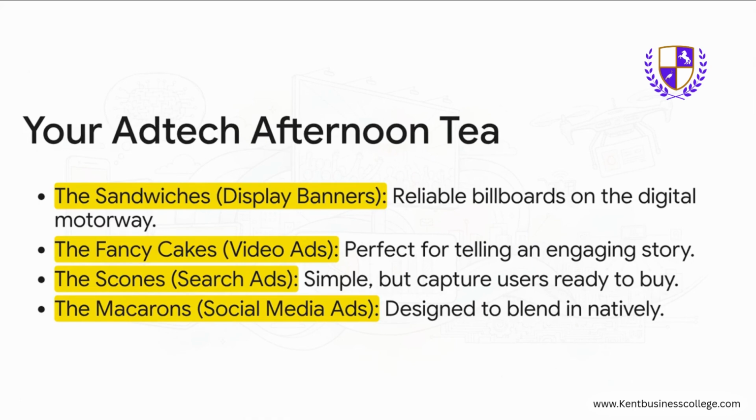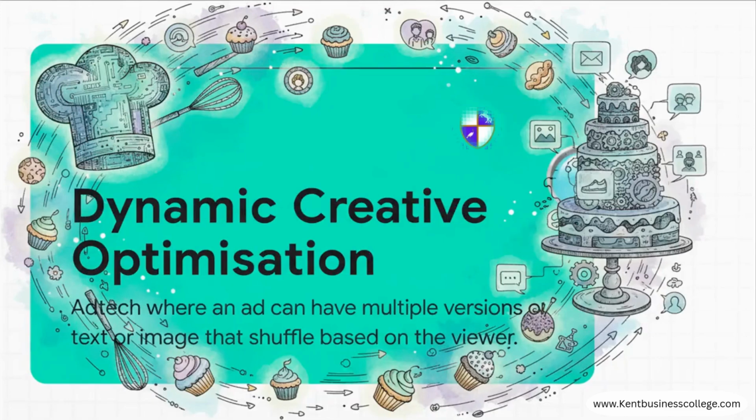Your display banners, they're the cucumber sandwiches. Reliable, they get the job done. Your video ads, those are the fancy cakes. Brilliant for telling a really good story. Search ads are the scones. Simple, direct, but absolutely essential for when someone is hungry to buy right now. And social ads, they're the trendy little macarons, designed to look beautiful and fit in perfectly with everything else around them. And the real secret ingredient, the bit of magic from our ad tech chef, is dynamic creative optimization, or DCO. This is technology that's basically a master baker, automatically mixing and matching the message, the image, the offer for every single person who sees it to make it just perfect for them.